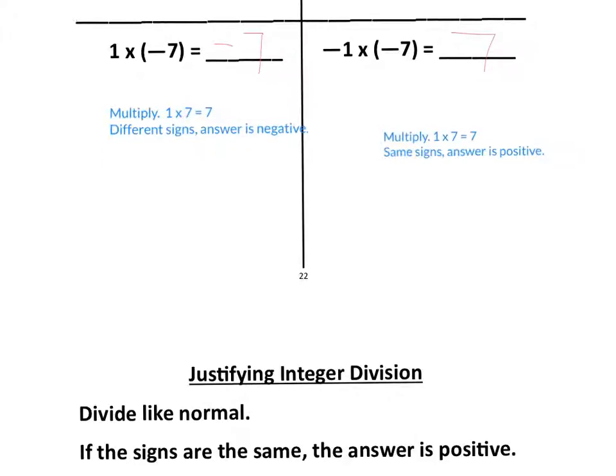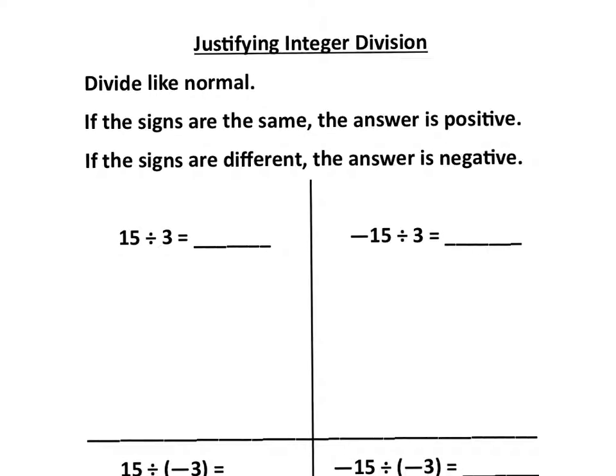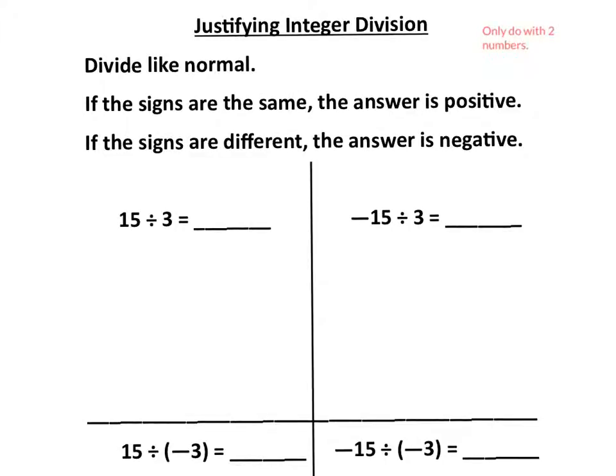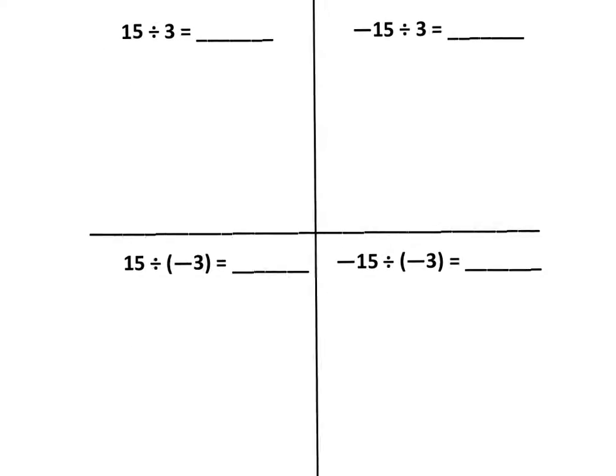Now, let's go ahead and take a look at division. Because good news, it's exactly the same. Once again, we have to make note that it can only be done with 2 numbers. So don't try and do multiple ones in your head. Hopefully you wouldn't try with division, but just in case, just to remind you. So the rules for division, we divide just like normal, and then if the signs are the same, the answer is positive. If the signs are different, the answer is negative.